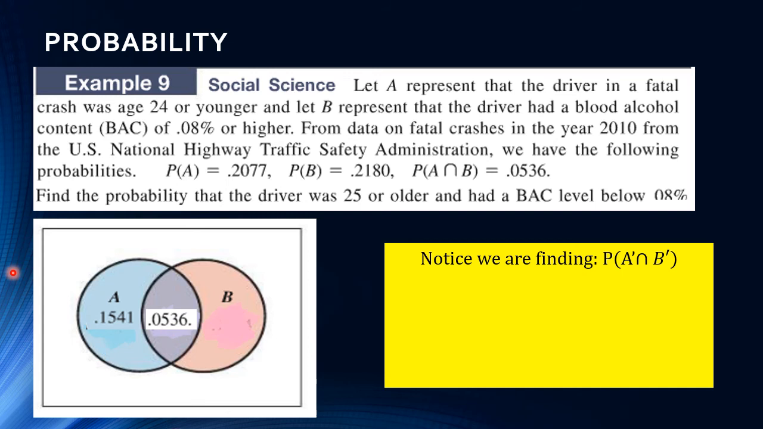Same thing here with the probability of A. It's 0.2077 minus the 0.0536. I did these backwards. I guess I should have started with A. So the probability of B, which is 0.2180, minus the probability of A and B, which is 0.0536. Okay. Now, since we know what's inside all three circles, we can add that up. And then to find what's outside of them, we just subtract that number from 1. Remember the complement rule.